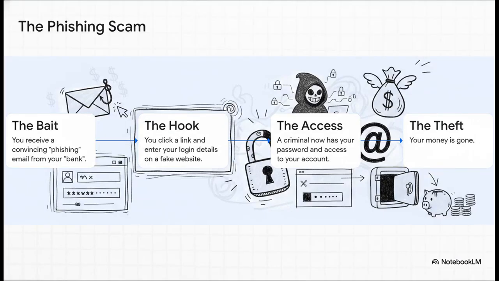So it all starts with one of those super convincing emails, right? The kind that looks exactly like it's from your bank. You click a link, you put in your login details on what looks like the real website, and bam! A criminal has your password, they get into your account, and your money is just gone. It's a depressingly common story, for sure. But here's the question. What exactly makes this a crime in the eyes of the law?